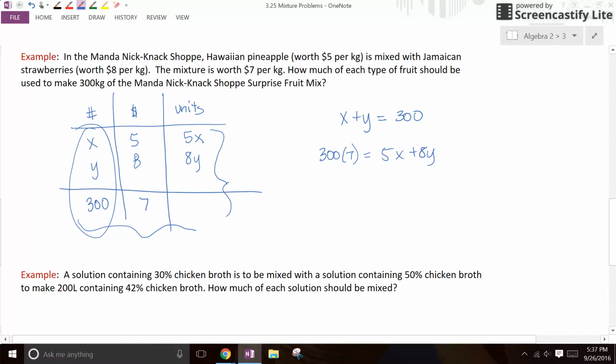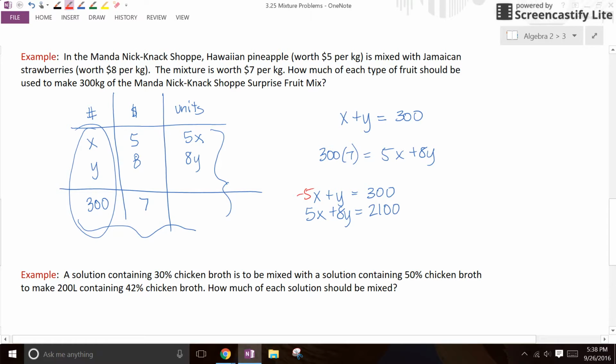Oh, look at that. What do we have? We have ourselves a little system, right? We have x plus y equals 300. And we have 5x plus 8y equals 2,100. So what am I going to do? I'm going to multiply the top. You can do graphing, you can do whatever. And I'm going to obviously do elimination because that's my favorite.